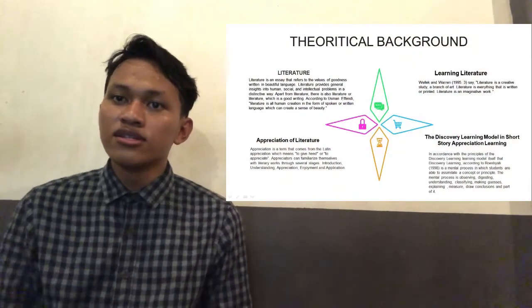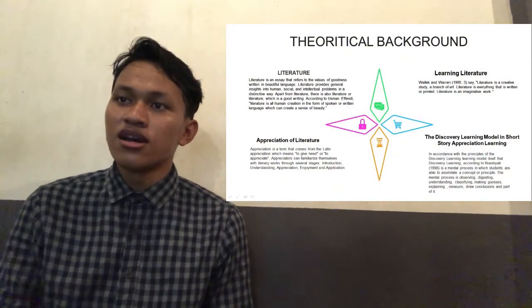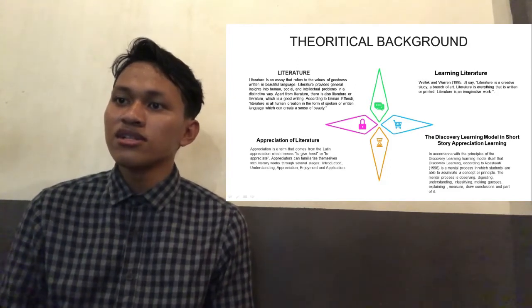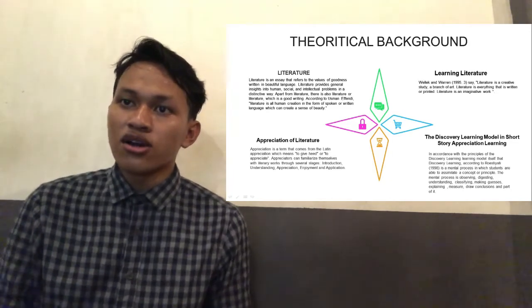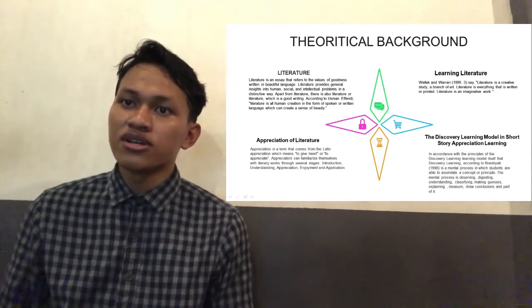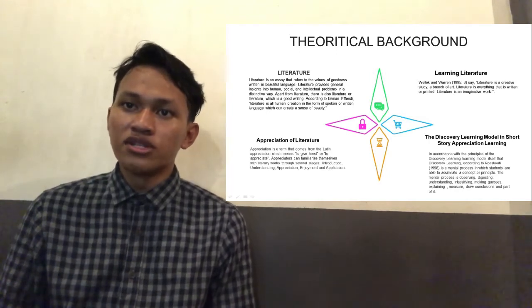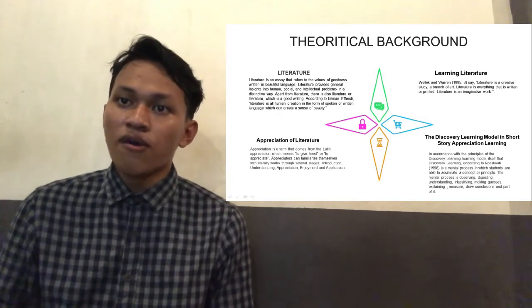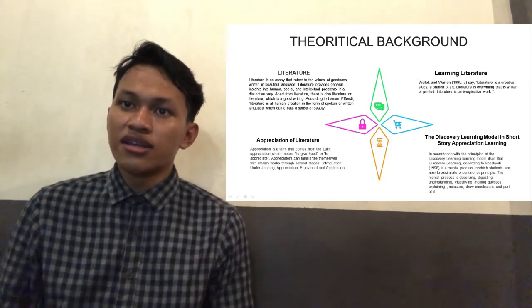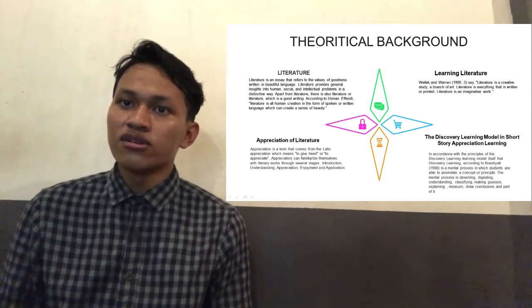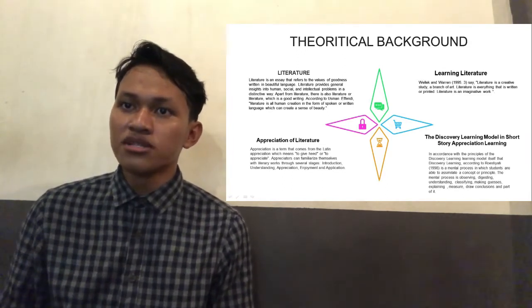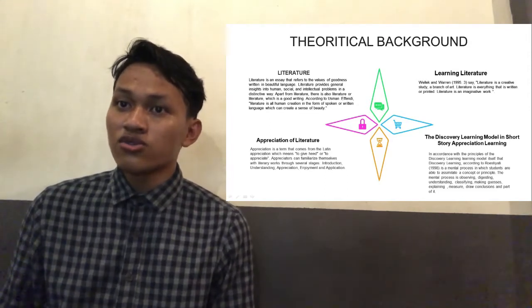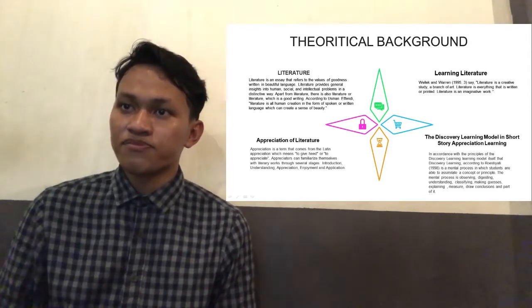Theoretical background. In the theoretical background, I have four parts: literature, appreciation of literature, learning literature, and the discovery learning model in short story appreciation learning. Literature. According to Usman Effendi, literature is human creation in the form of spoken or written language which can create a sense of beauty. Literature is an insight that refers to the values of goodness written in beautiful language. Literature provides general insight into human, social, and intellectual problems in a distinctive way.